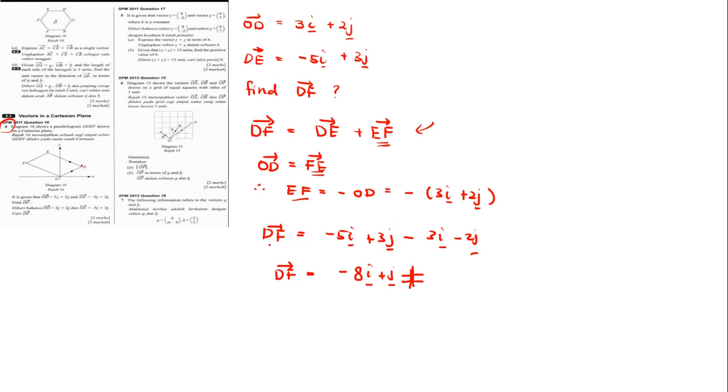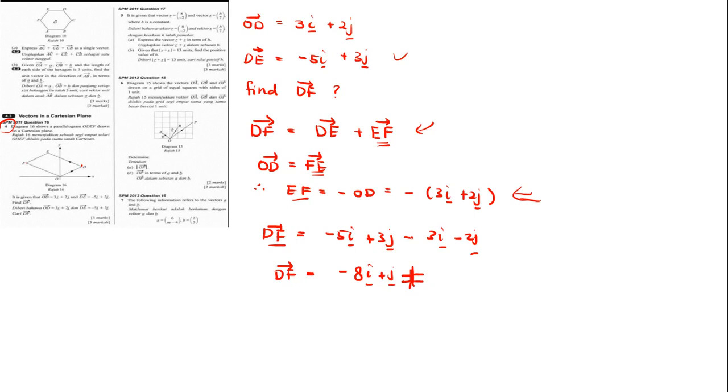Then we substitute: DF is equivalent to DE, which is negative 5i plus 3j, plus EF, which we already got over here, negative 3i negative 2j. We just do the operation and we get negative 8i plus j. Okay.